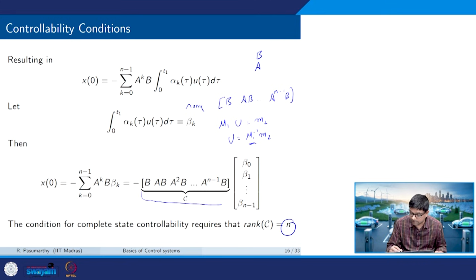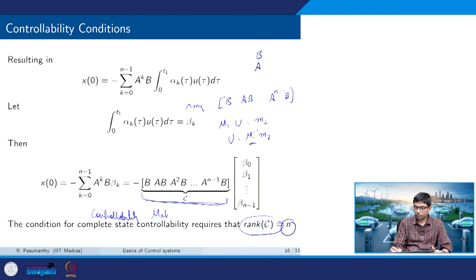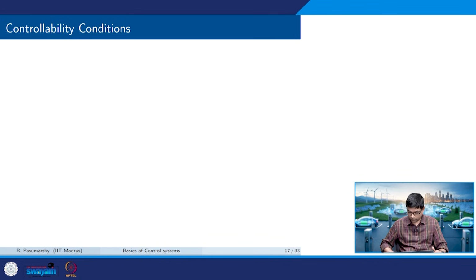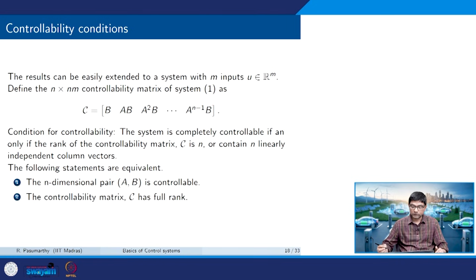Now that matrix here turns out to be this one. So, complete state controllability is guaranteed as long as the rank of C, which I will call the controllability matrix, is n. C must have a rank of n. I can extend this to systems with more than one input, where the condition just checks that C must be of full rank. The rank of the matrix C is n, or it must contain n linearly independent column or even row vectors.